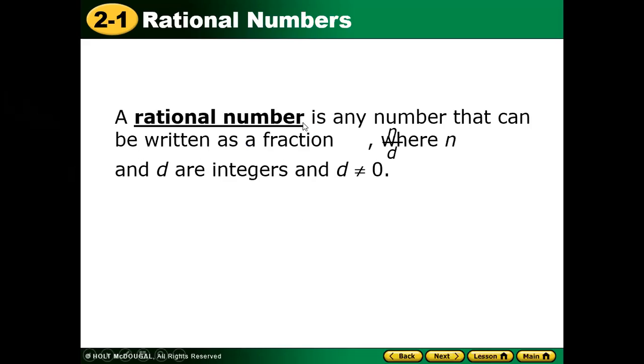A rational number is any number that can be written as a fraction, right? And we said we can write it like A over B, N over D, whatever. Any number we can write in a fractional form, but we have a condition, which is D is not equal 0. What's D denoted for, grade 7?